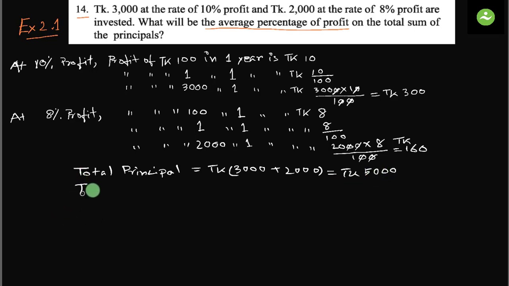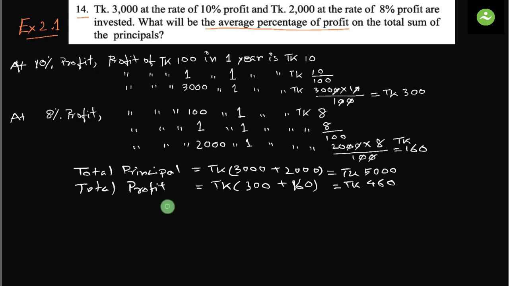And now we got also total profit equals to taka 300 and taka 160. 300 plus 160 equals to taka 460.